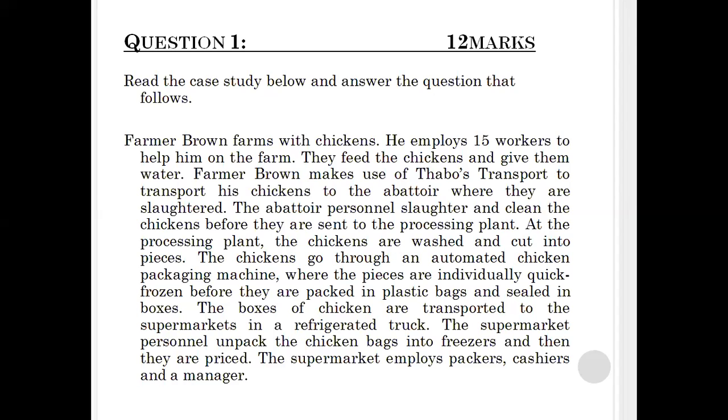I'm just going to repeat so far regarding question 1. 1.1 is where you needed to mention the 4 production factors. 1.2 is where you need to give an example of each of those 4 production factors. And then the third question, 1.3, mention the remuneration of each of the 4 production factors.